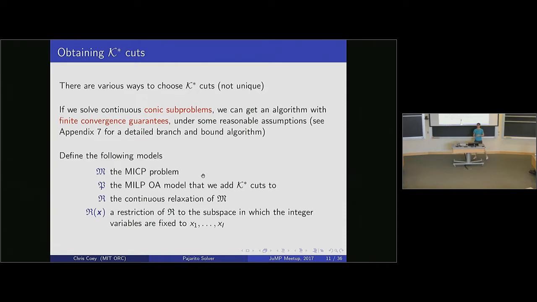So let me just define these problems. We have the original MICP, which is conic here, not convex. And we have this MILP outer approximation model that we're going to refine iteratively. We have the continuous conic relaxation of M, which is just removing the integer constraints. And then here is a version of this where we are restricting the integer variables to their values in some solution X.